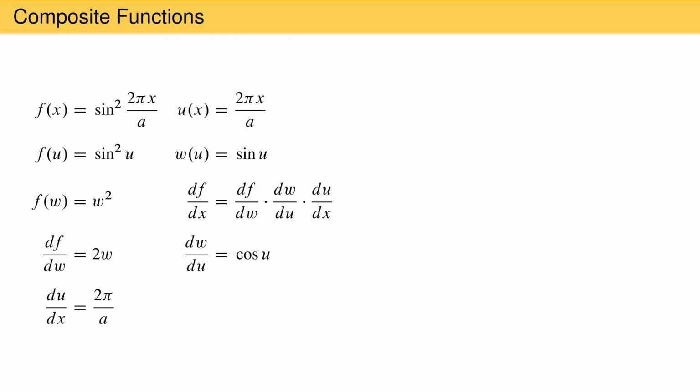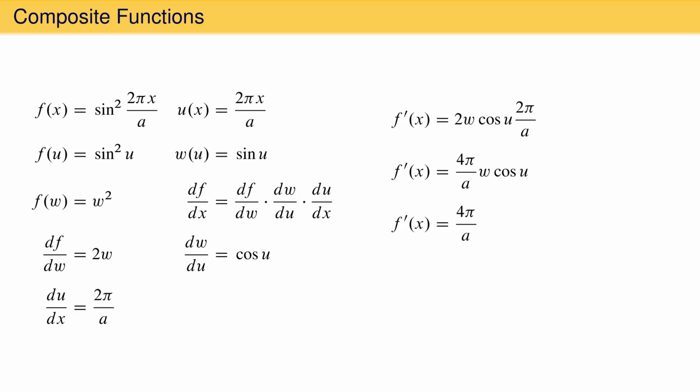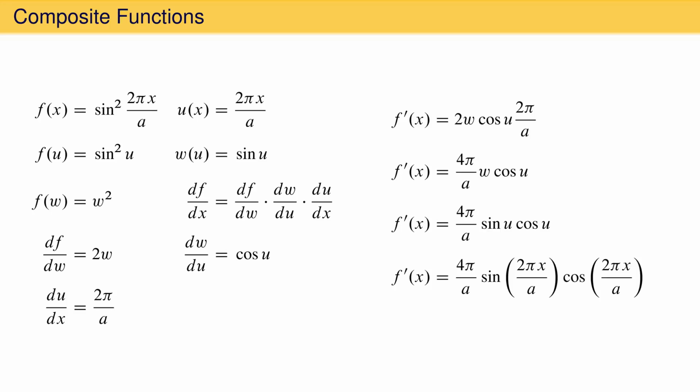Putting all this together, the first derivative of f of x is 2w times cosine u times 2 pi over a. Combining 2w with 2 pi over a, we obtain 4 pi over a times w times cosine u. Substituting w gives 4 pi over a times sine u times cosine u, and finally, substituting for u gives 4 pi over a times sine of 2 pi x over a times cosine of 2 pi x over a.